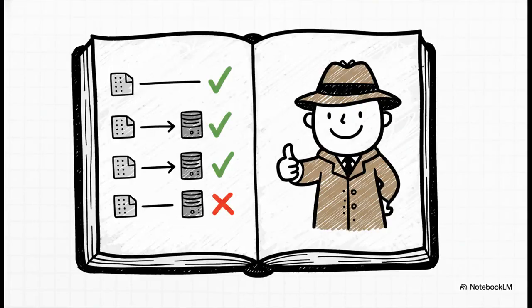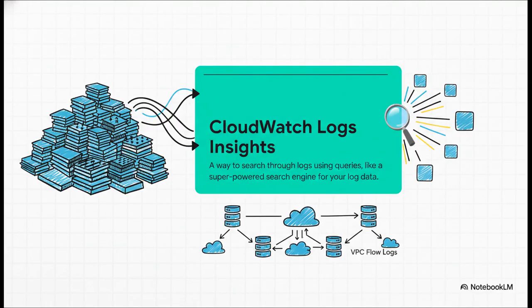So you see, the flow logs really do give us the full story. They are the definitive record of every single connection attempt. They tell you what was sent, where it was trying to go, and most importantly, whether it was accepted or rejected. For a network detective, these things are an absolute goldmine. But okay, what if you have thousands or even millions of these log entries? You can't sift through them by hand. That's impossible. That's where a tool like CloudWatch Logs Insights comes into play.